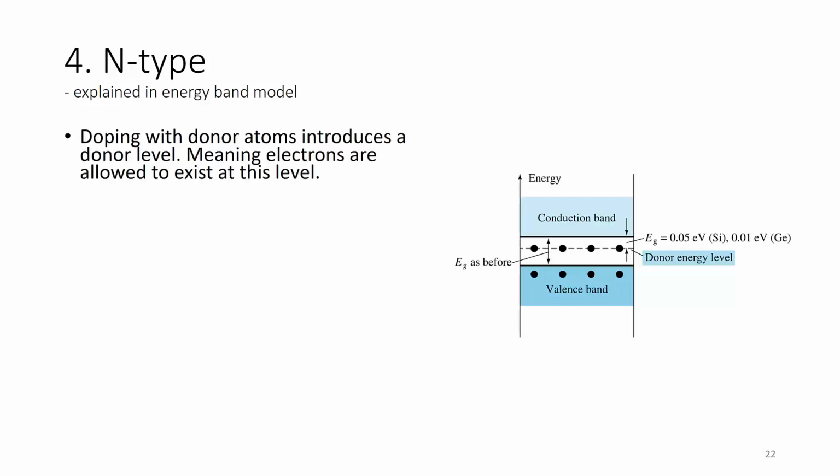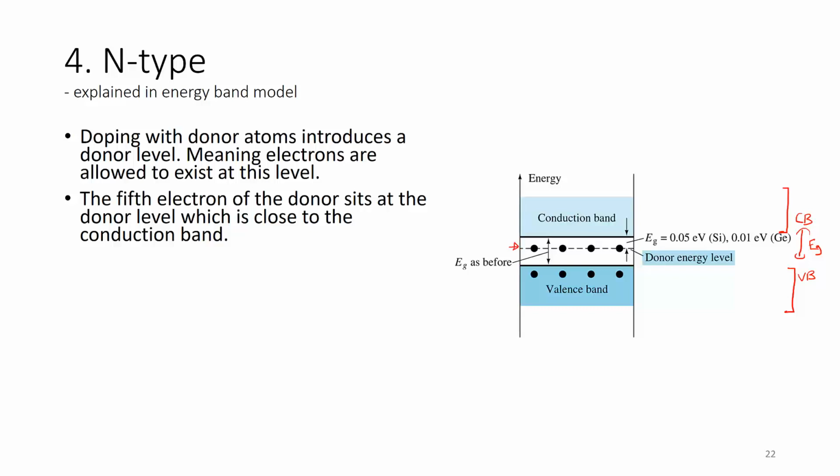Doping with donor atoms introduces a donor level. We know from our previous discussion that we have a valence band and a conduction band, and between them is the energy gap. If an electron wants to become a carrier, it has to leave the valence band and go to the conduction band, and in order to do that, it has to overcome the energy gap by absorbing sufficient energy from the environment. What a donor does is introduce a donor level. This is a donor level, meaning electrons are allowed to exist at this level.